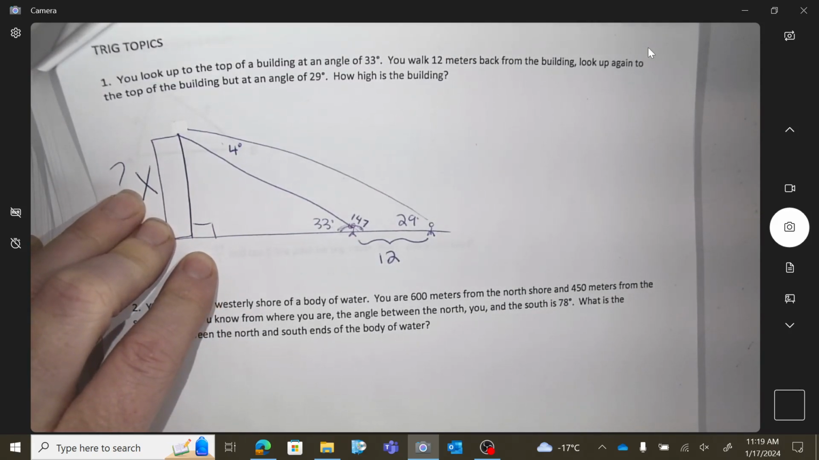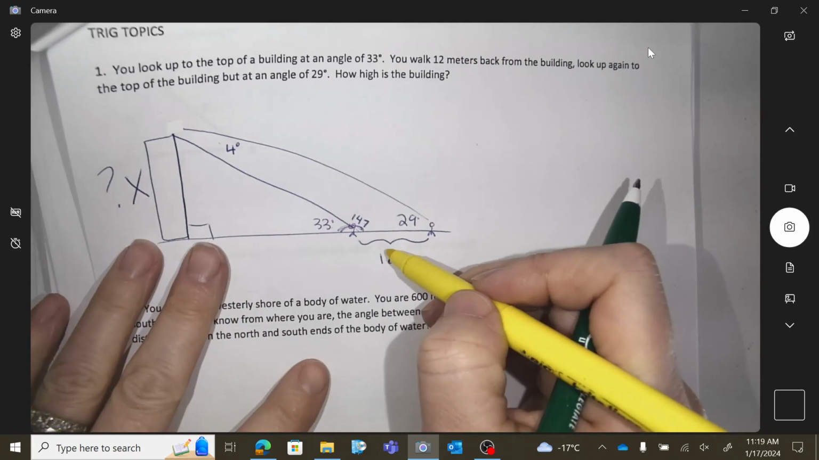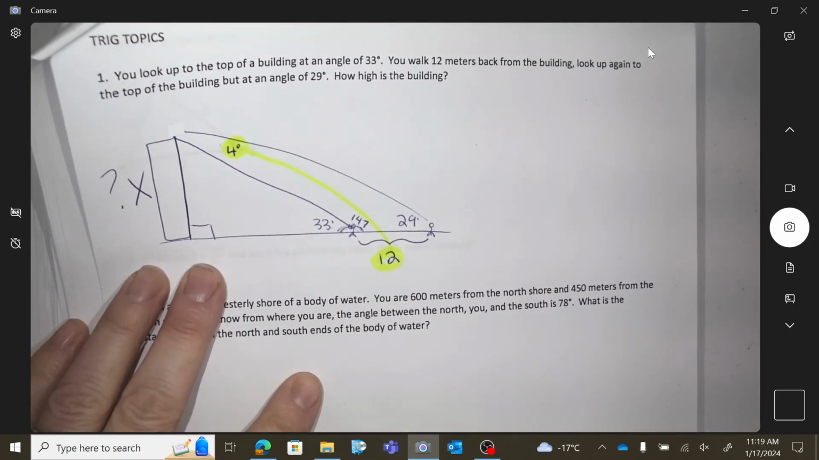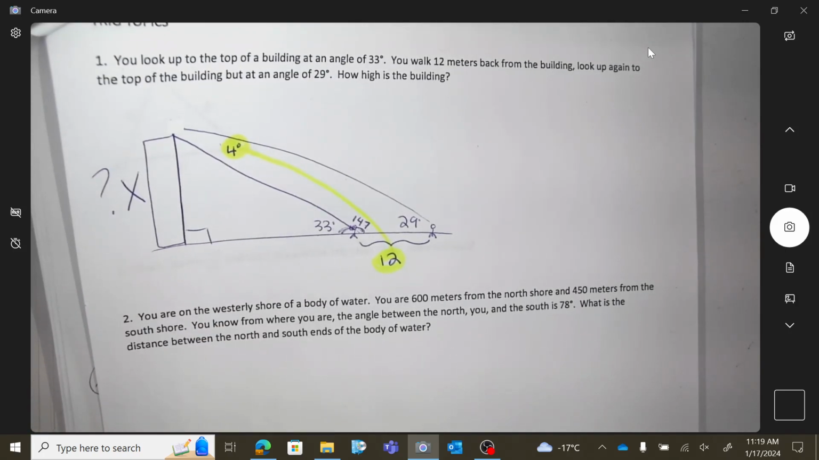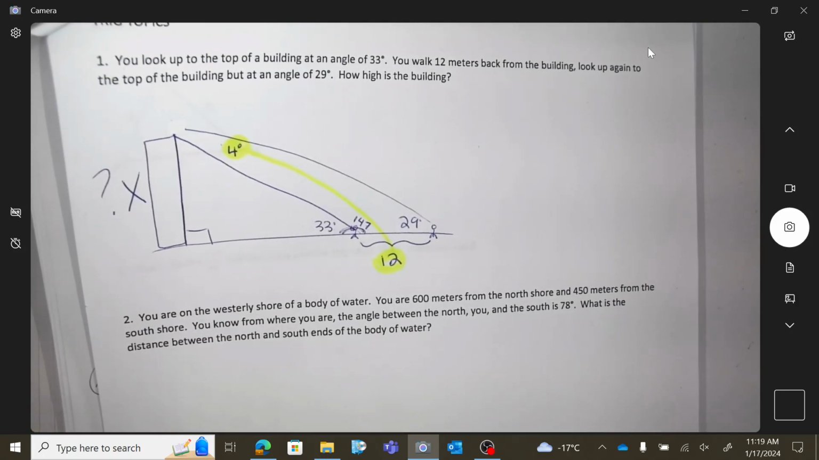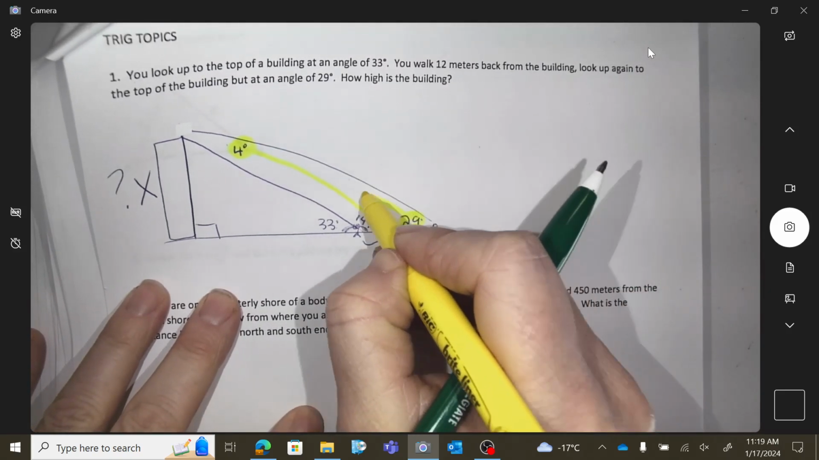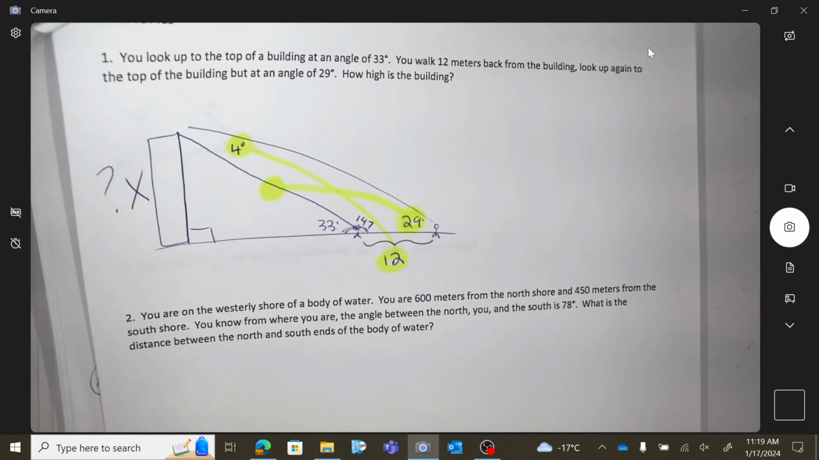What have you now created in the triangle? A pair. You've now made a pair. So what kind of trig strategy do you use if you have a pair? Sine law. Okay, I'm going to pair it with this. This is the pair I'm going to do.